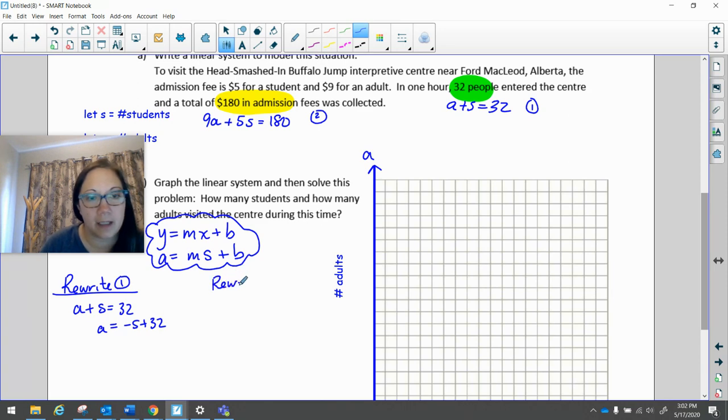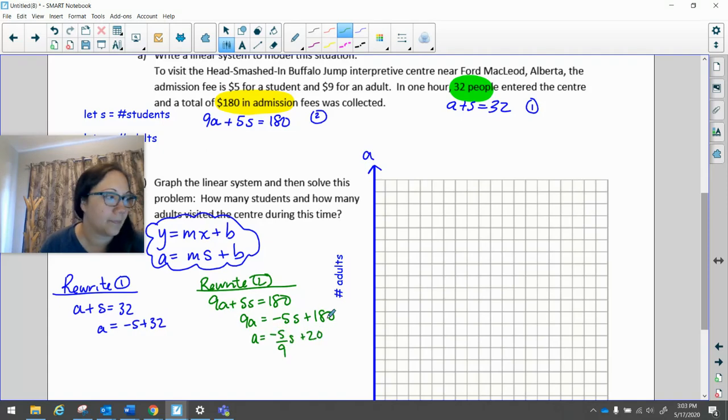And then I'm going to rewrite, I'll change colors actually, so when I graph, you'll know which ones I'm graphing. I'm going to rewrite equation 2 in that same form. So I had 9A + 5S = 180. I want to get the A by itself. So I have 9A = -5S + 180. I'm going to divide each of those by 9. So I got A = -5/9 S + 20.